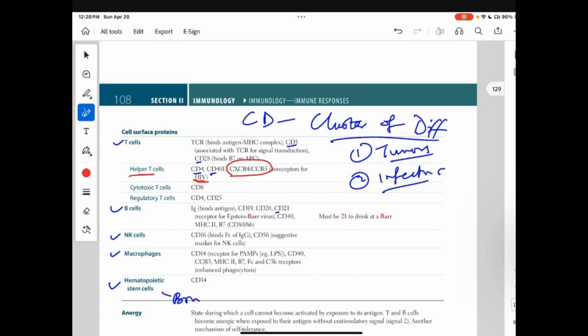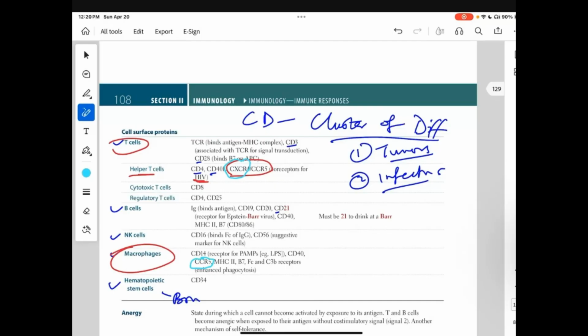Now, HIV infects two types of cells, T cells and macrophages, and it uses CXCR4 and CCR5 to do so. It will use CXCR4 for the CD4 T cell and CCR5 for the macrophages. Very, very important. So that's one of the main ones.